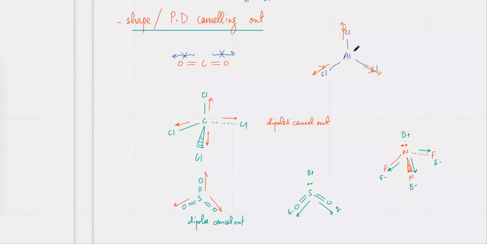Same was the case with AlCl3. It was non-polar, even though Cl is very electronegative. CCl4 also, the dipoles would cancel out because of the shape. So eventually the electrons will remain evenly distributed because all Cls are trying to pull the electrons towards themselves and the forces of attraction are going to get cancelled out.